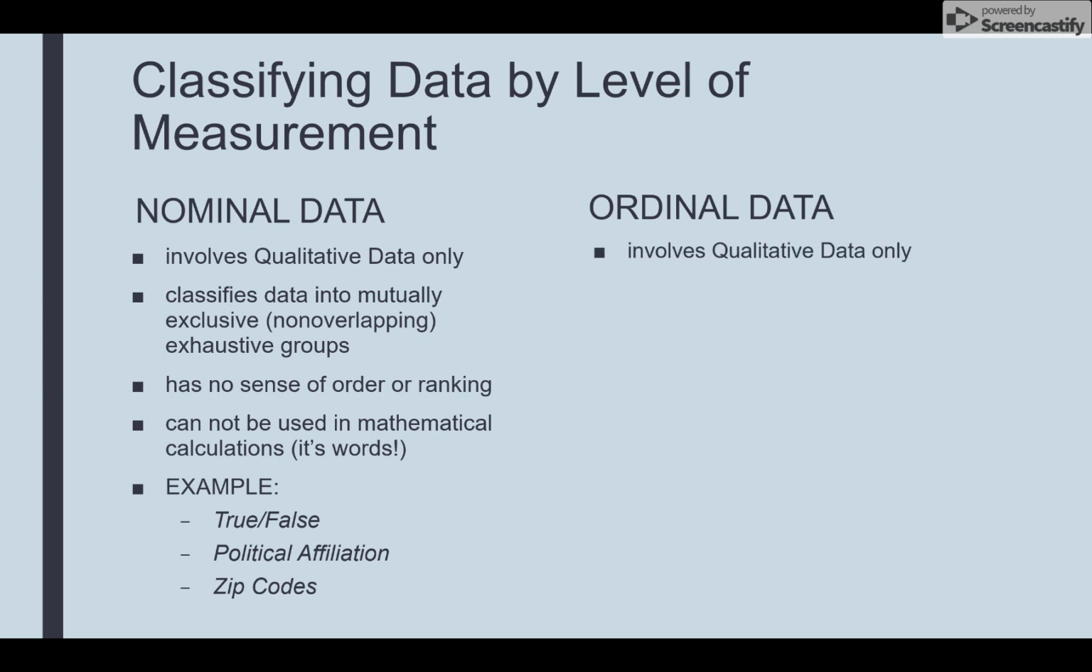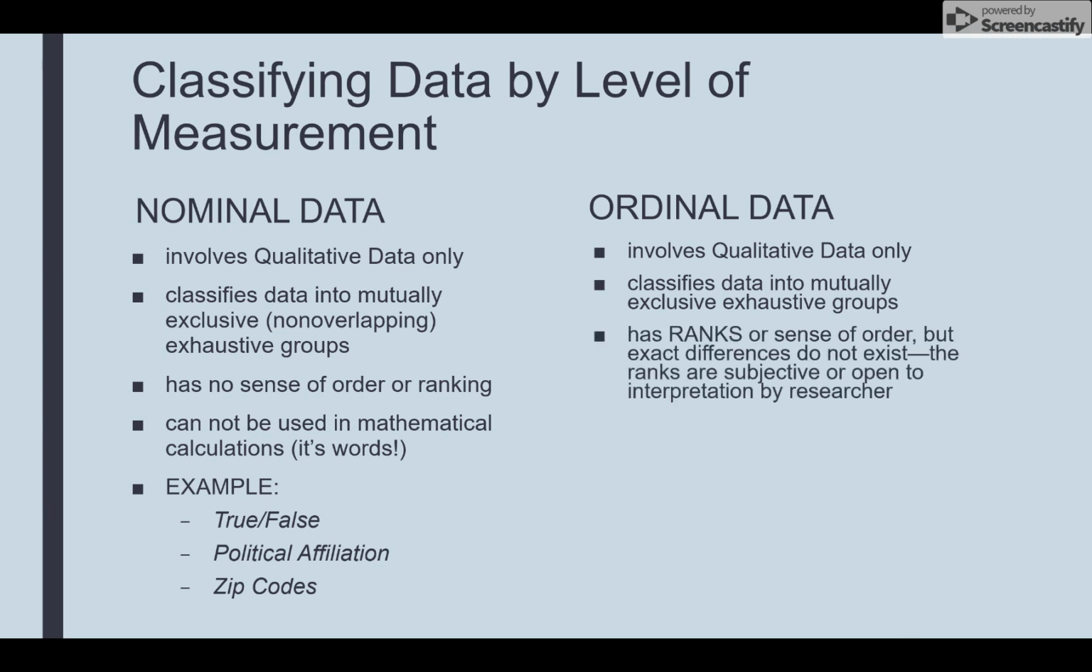Ordinal data also involves just qualitative data, so words and phrases. It still classifies the data into those mutually exclusive, exhaustive groups. But now with ordinal data, you have a sense of order or a sense of ranking. But the differences between those rankings are subjective and open to interpretation by the researcher. Again, we can't really do any mathematical calculations here. Even though we have ranks, you cannot do any addition or subtraction.